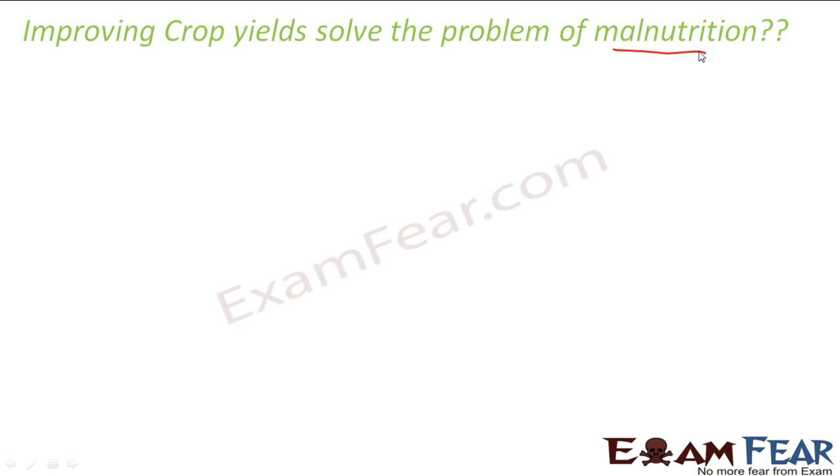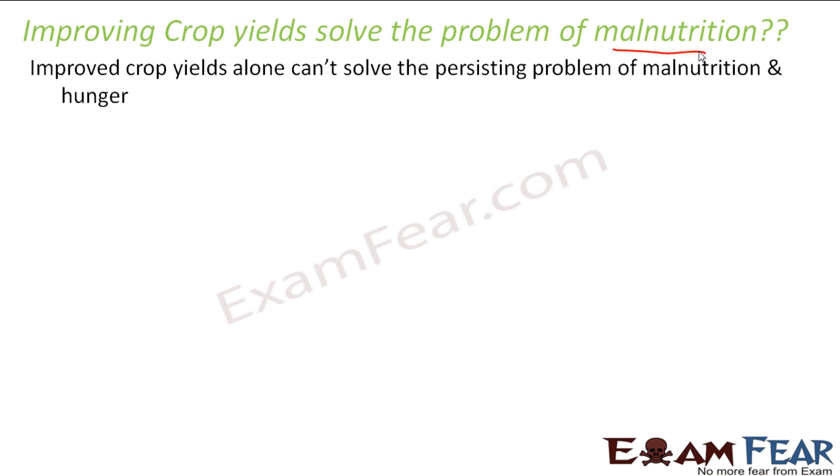So do you think that by improving the crop yield, that means by applying some techniques, which we will study in our coming slides, but do you think that just by producing a lot of good quality crops, will that solve the problem of malnutrition? Well, that alone is not going to solve this problem. So improved crop yields alone cannot solve the persisting problem of malnutrition and hunger.